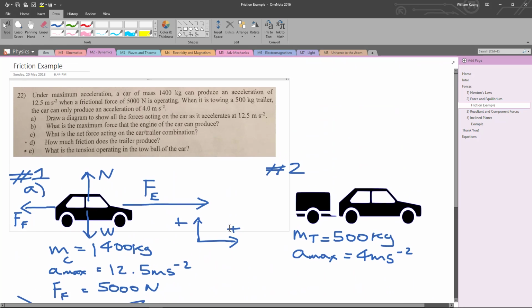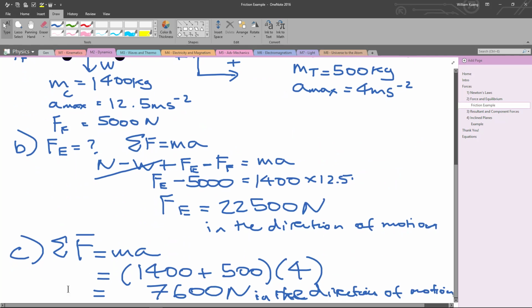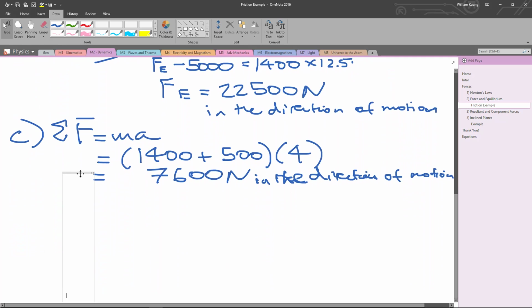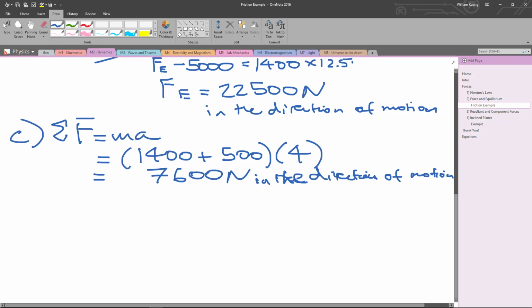Great. Now, part D. How much friction does the trailer produce? So we're already being given the friction that's provided from the ground to the car, but we're not given the friction that's applied to the trailer itself. So in this question, part D, what we're being asked is what is the friction force to the trailer? So I'm going to call that F, and then I'm going to put a T here as well. So the friction for the trailer.